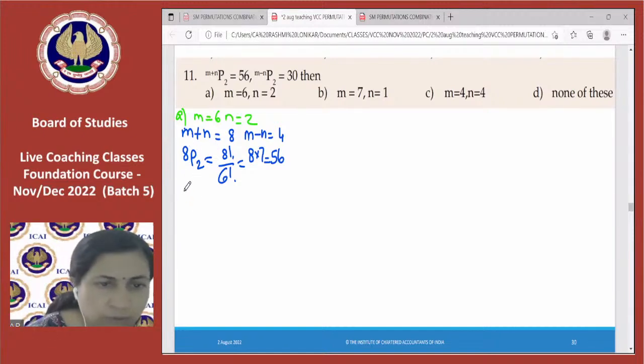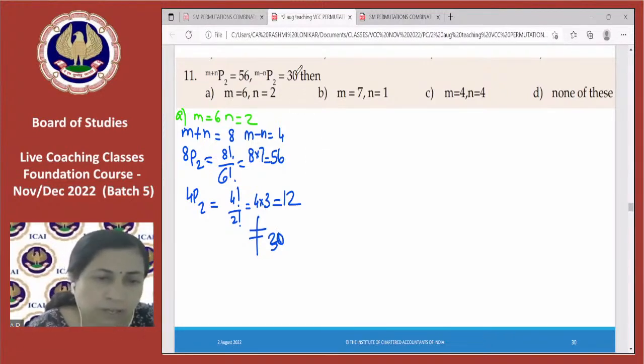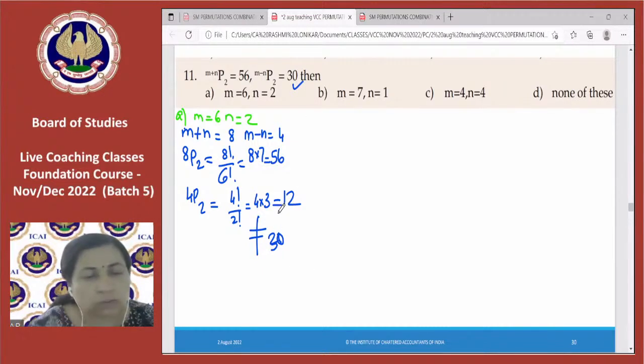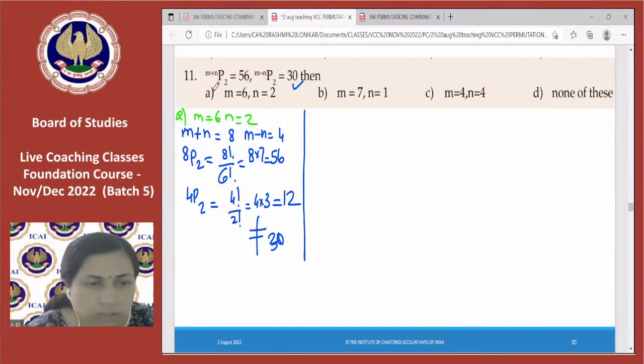m minus n P2 is 4P2. How much is it? 4 factorial upon 2 factorial. The answer is 4 into 3, which is equal to 12, which is not equal to 30, right? They are saying m minus n P2 should be equal to 30. Are we getting 30? No, 4 into 3. So this is not the correct answer. So A is not a correct option.